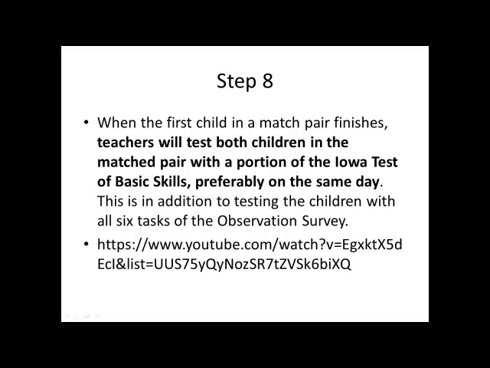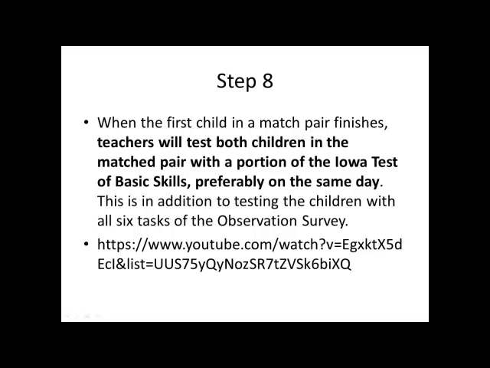So step 8 will be administering the Iowa Test of Basic Skills, or the ITBS. And this is done when the first child in a matched pair finishes their reading recovery program. When a first child in a matched pair finishes, the teacher will test both children in the matched pair with the reading portion of the Iowa Test of Basic Skills, preferably on the same day. This is in addition to testing the children with all 6 tasks of the observation survey.